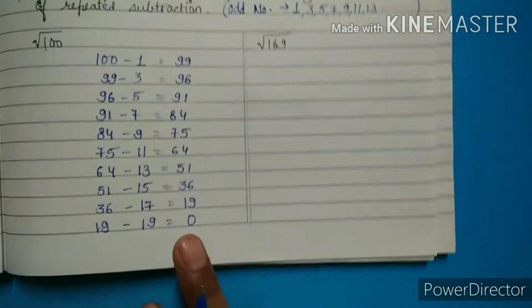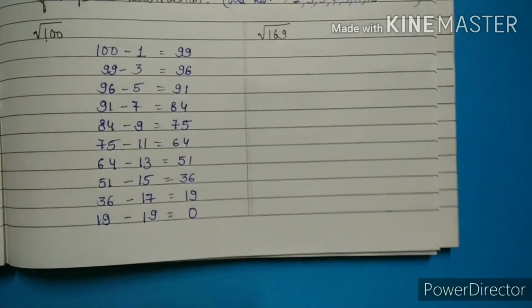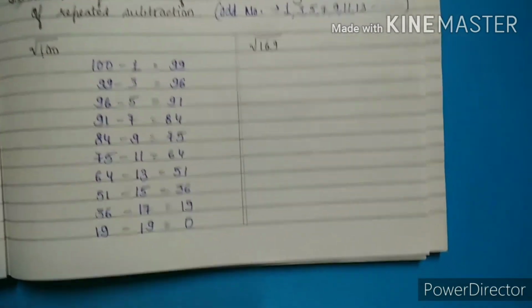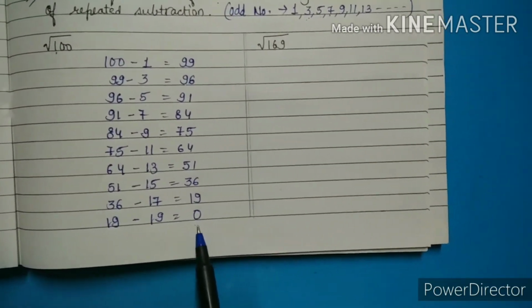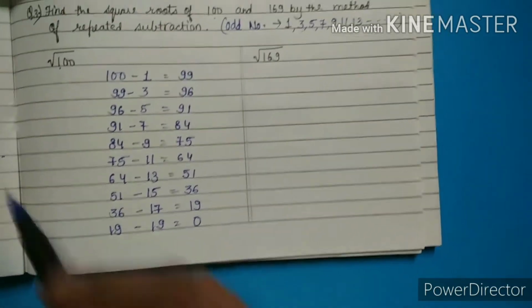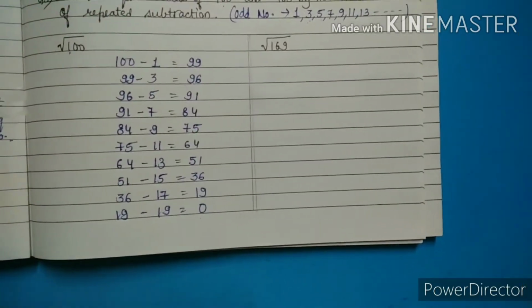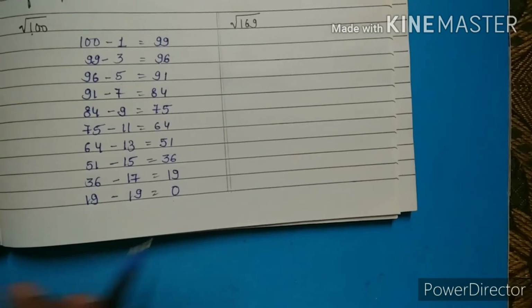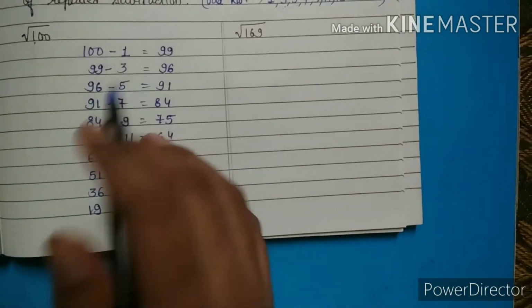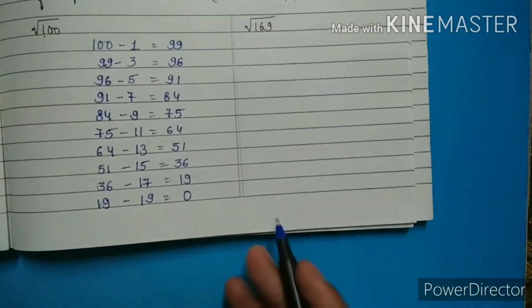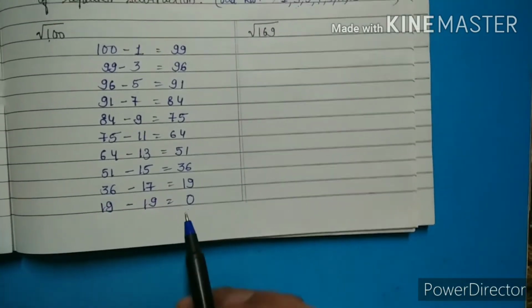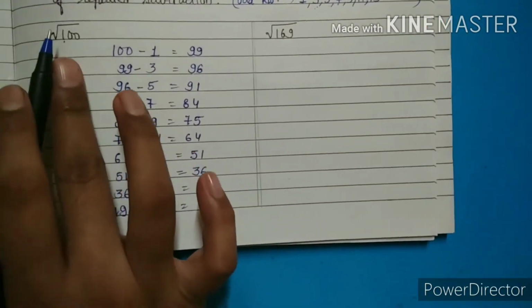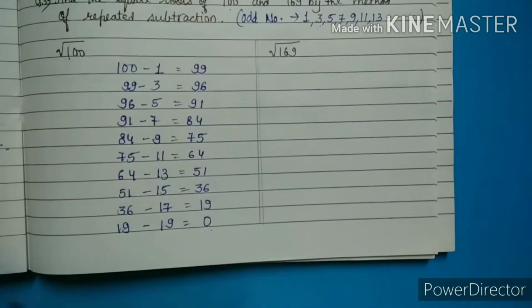Here we got 0, which means 100 is a perfect square. But if we get a negative number, it means the given number is not a perfect square. We saw in the example in the introduction of the chapter, where 12 was taken, the answer became -4 or -3. You can see that. So here we got 0, which means 100 is a perfect square.